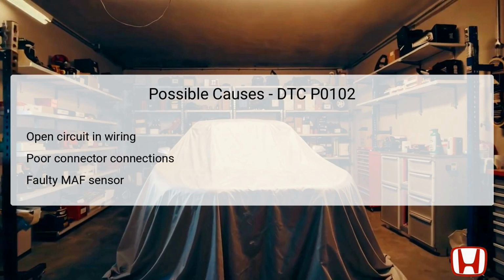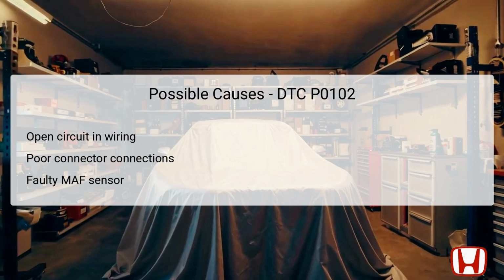Several potential causes may lead to the activation of DTC P0102. First and foremost, an open circuit in the MAF sensor wiring could disrupt the signal transmission to the PCM, resulting in low voltage readings. Also, poor or corroded connections at the MAF sensor or the intake air temperature IAT sensor may lead to unreliable signals.